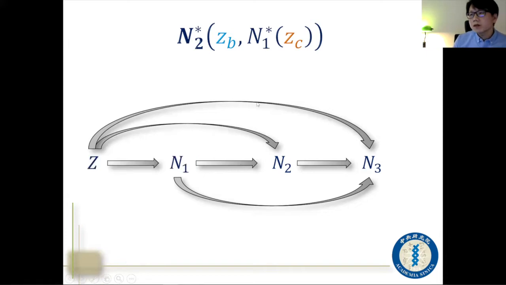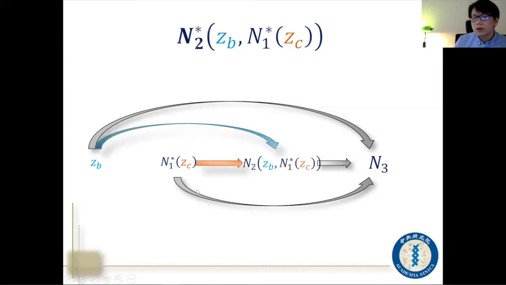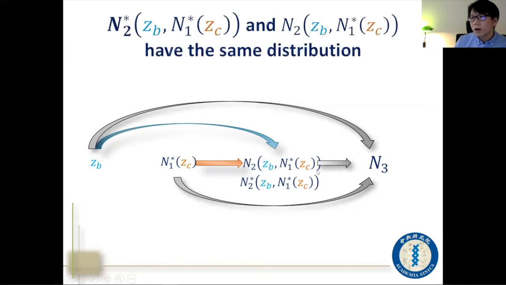So this is something slightly more complicated. This time we intervene everyone to have ZB, and then we intervene their N1 status randomly from a random draw of N1 star of ZC. And from this joint intervention, we observe a counterfactual outcome N2 of ZB and N1 star of ZC. And the N2 star, again, is a random draw from the distribution of N2 of ZB and N1 star of ZC.